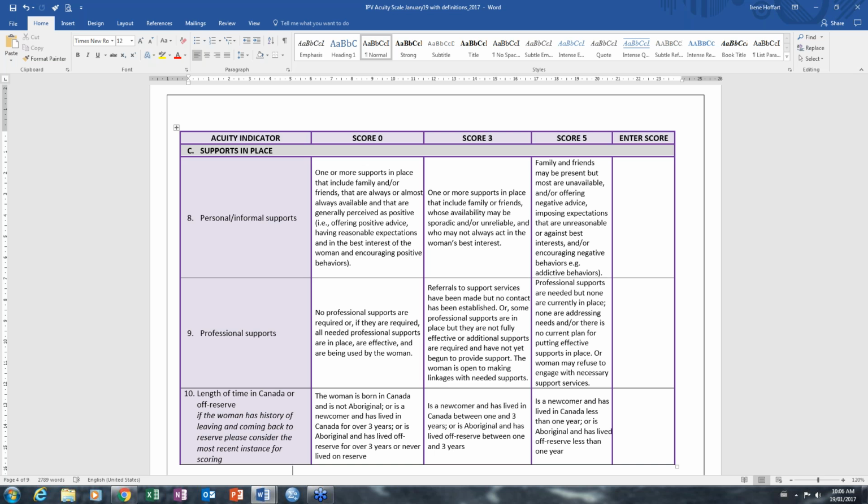So for a score of 3, the person is a newcomer and has lived in Canada between 1 and 3 years, or the person is Aboriginal and has lived off reserve between 1 and 3 years. And then the score of 5 is now for less than 1 year for both groups.